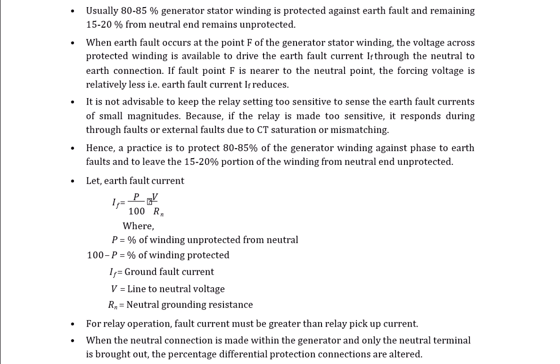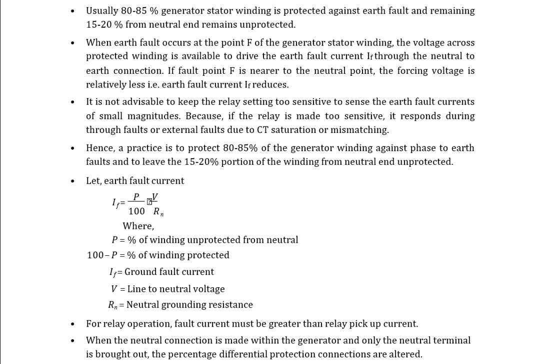It is not advisable to keep the relay setting too sensitive to sense earth fault currents of small magnitude, because if the relay is made too sensitive, it responds during external faults due to CT saturation or mismatching. Hence the practice is to protect 80 to 85% of the generator winding against phase to earth fault, and to leave the 15 to 20% portion of winding from the neutral end unprotected.